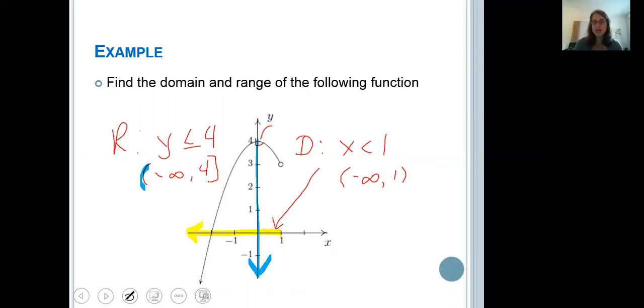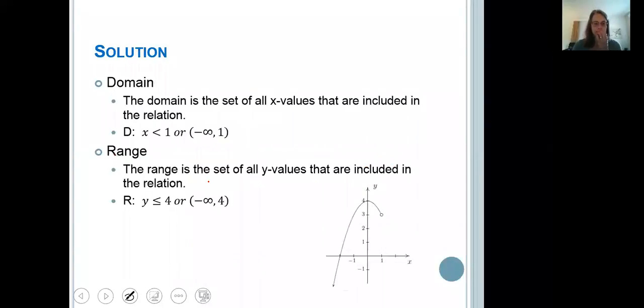Remember the domain is the x's, the range are the y's. Okay. And this is just the exact same thing we just talked about, but all written out for you.